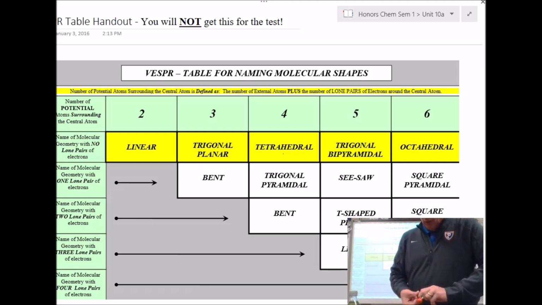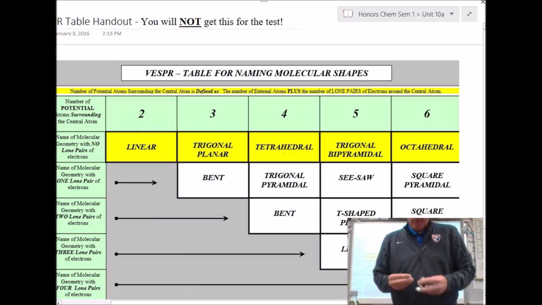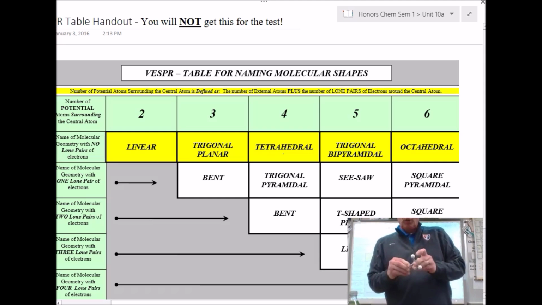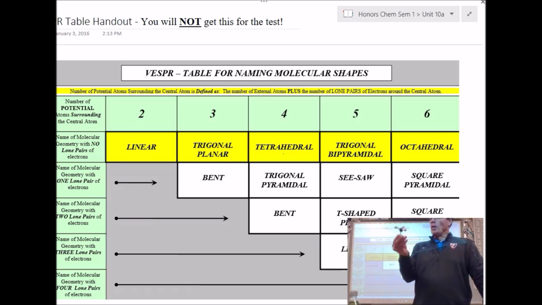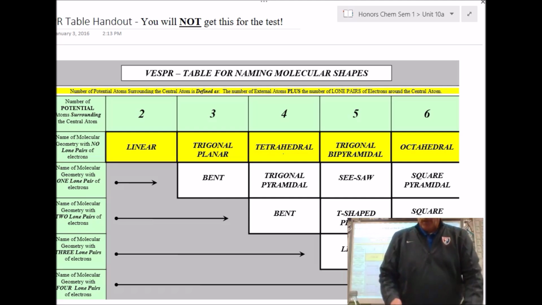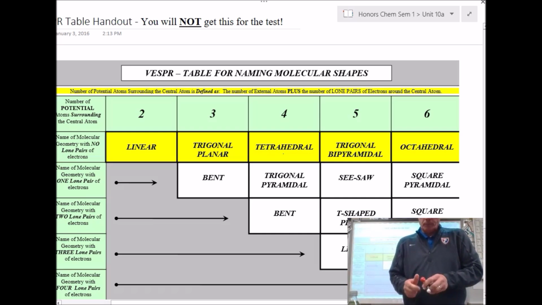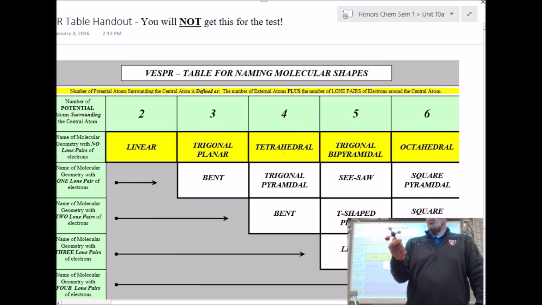So here's the criteria again. If all the external atoms are the same and there's no lone pairs, this is what? Nonpolar. Good. So again, all the external atoms are the same, no lone pairs, nonpolar. Always. No ifs, ands, or buts. If you have at least one different atom, whether you have lone pairs or no lone pairs, it's going to be polar.